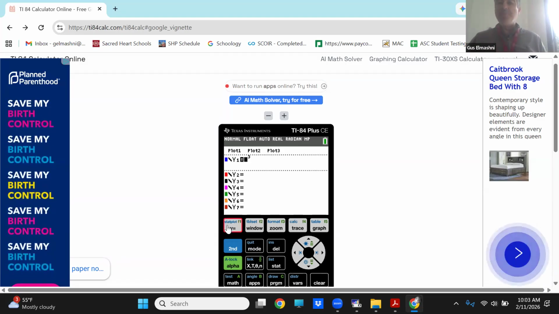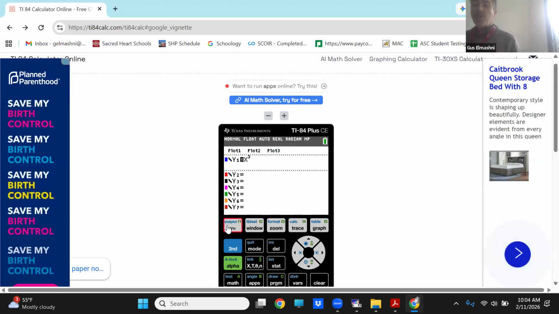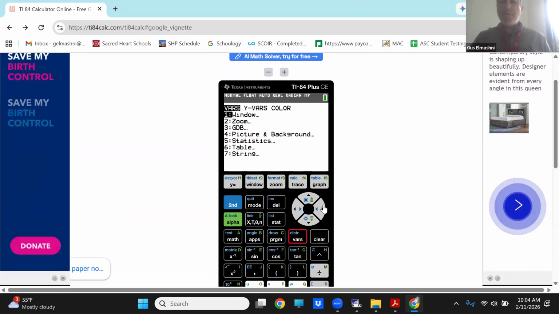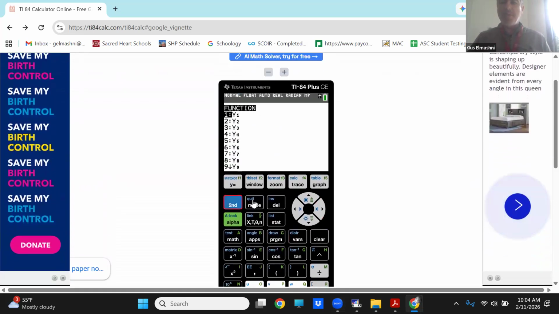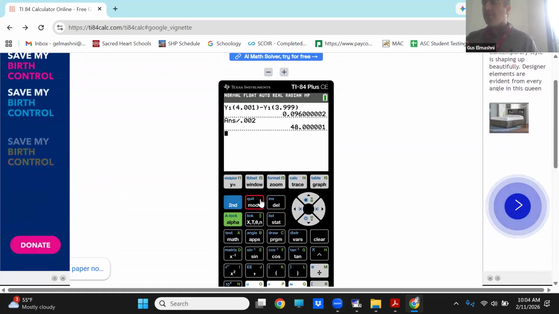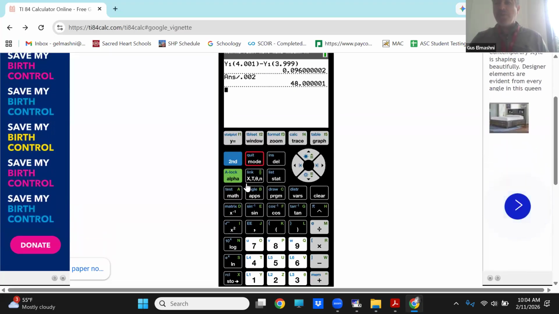Y1 was x cubed. Oh, how do you call it up? Hit alpha trace. There's another place you can do it, with vars and then Y-vars and then function, but that's kind of a pain to go through all those windows. I just go to the shortcut, alpha trace. So you can do that. That's a pretty cool feature.